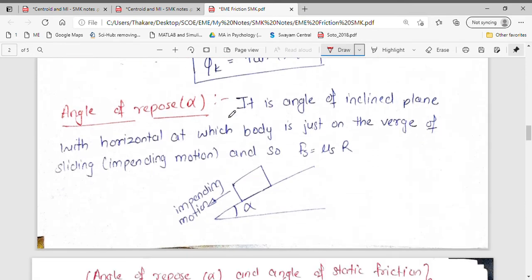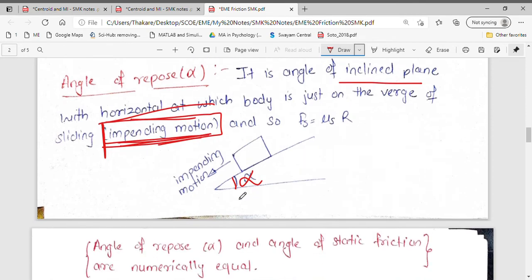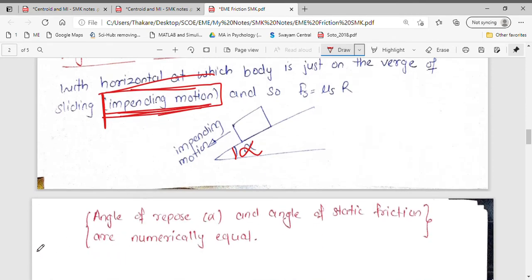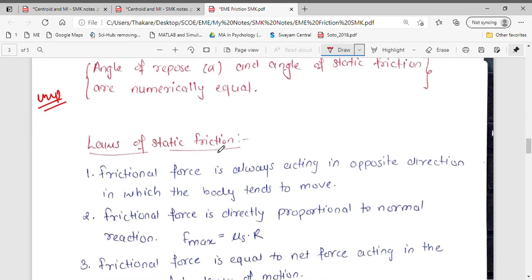Angle of repose is the angle of an inclined plane with the horizontal at which the body is just on the verge of sliding. Angle of repose comes into play when there is a condition of impending motion. This is your angle of repose alpha. Mathematically, the angle of repose and the angle of static friction are equal. This is an important point which you need to remember. A 1-mark question may be framed on this particular point.